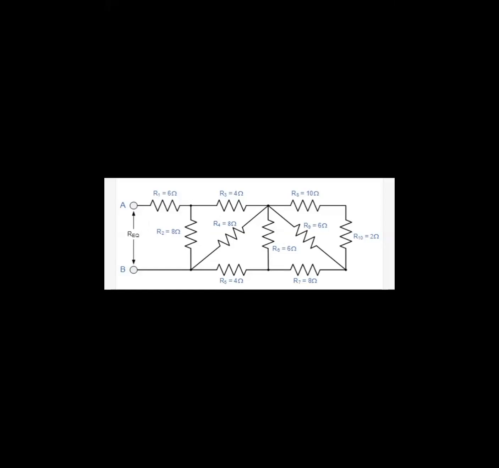So resistor R8 and R10, what kind of arrangement do they possess? Guys, it's almost 12. Let's be fast. R8 and R10 are arranged in what? Series. And they are in parallel to what? R8, R10 are arranged in series. And they are in parallel to R9.